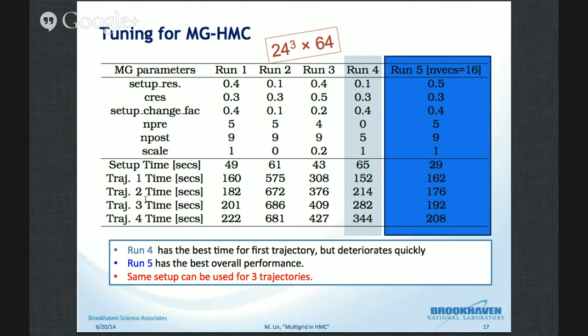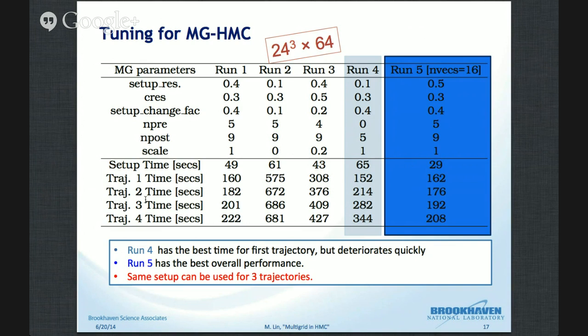So this is quite interesting, because even though in run 4 you spend a lot of time in the multigrid setup, you would expect it to speed up the solves much more than this setup. But the problem is the same setup may not work as well for subsequent gauge fields. So the efficiency of the multigrid solver decreases very rapidly compared to run 5.